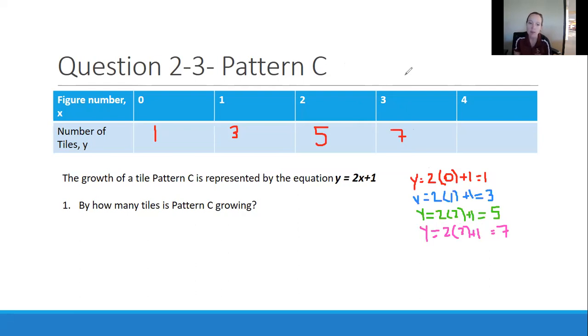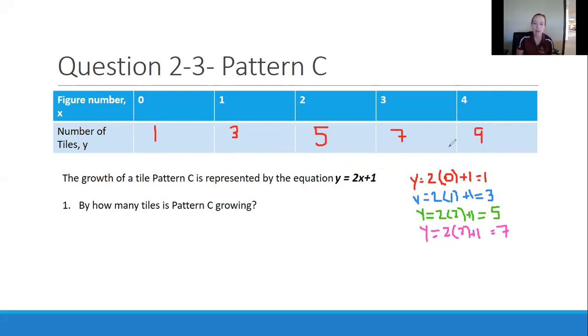So stop. Do you see a pattern? Well, let's take a look. You've got 1, 3, 5, 7. What's the pattern? What are you adding to 1 to get to 3? What are you adding to 3 to get to 5? Is it the same number to get to 7? Absolutely. So we know, and you can verify this, our next one would be 9. 2 times 4 is 8, plus 1 is 9.